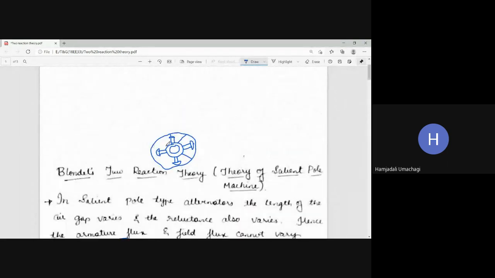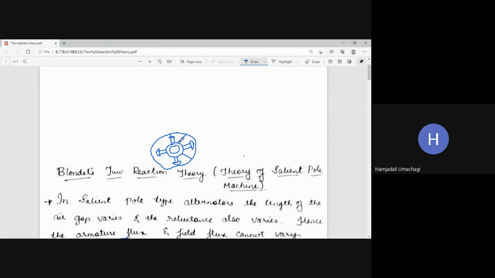Here the air gap length is minimum at the center, and at this position the air gap length is maximum. If you check throughout the periphery for 360 degrees, the air gap keeps on changing. Because of this change in the air gap, there is a change in the reluctance. Reluctance offered will be minimum when the MMF wave is along the direct axis or pole axis, and it is maximum when it is along 90 degrees, that is, the quadrature axis.